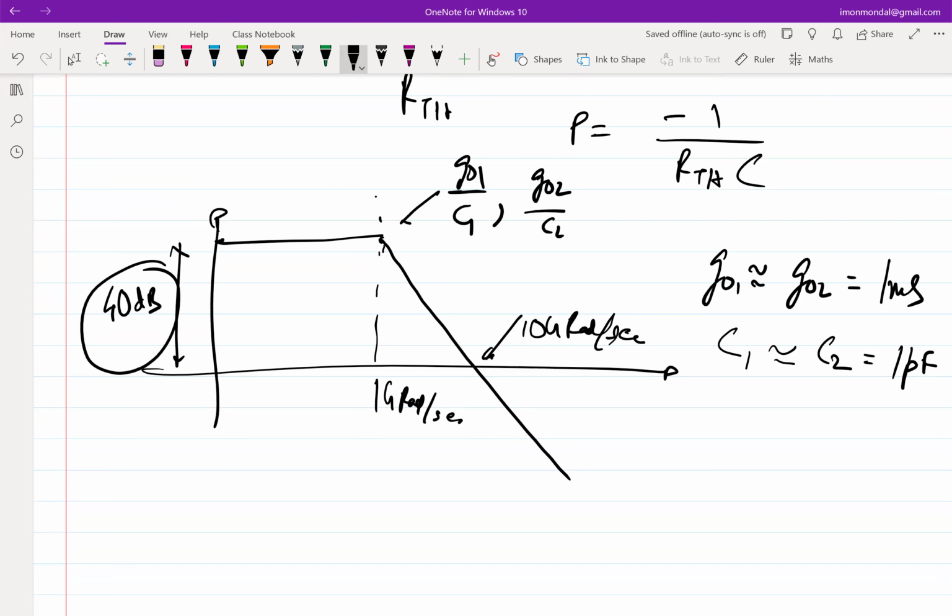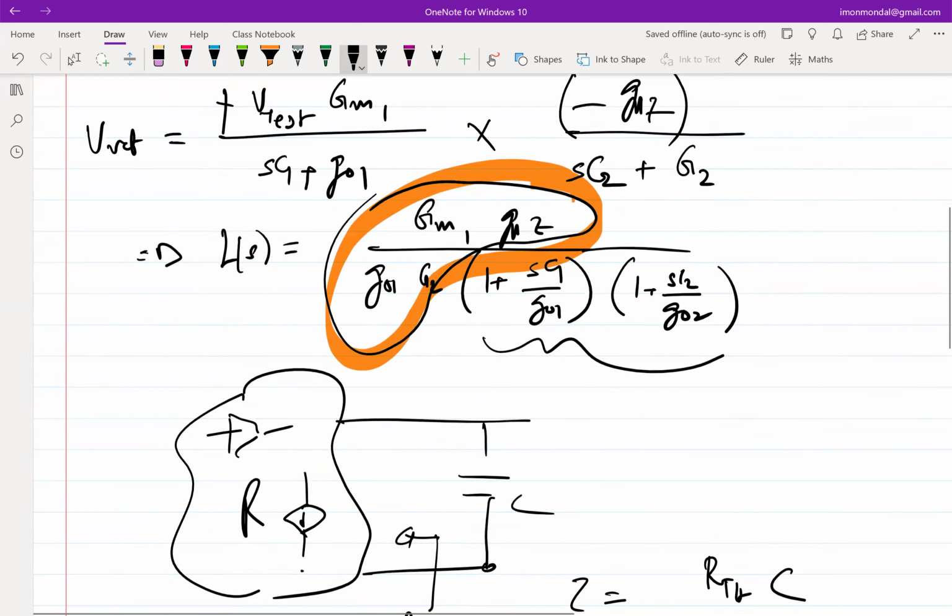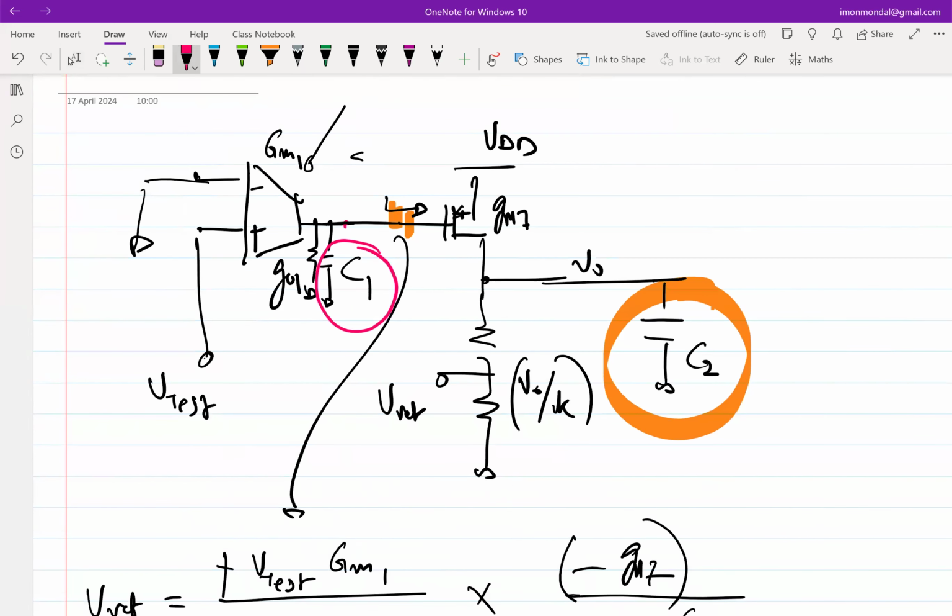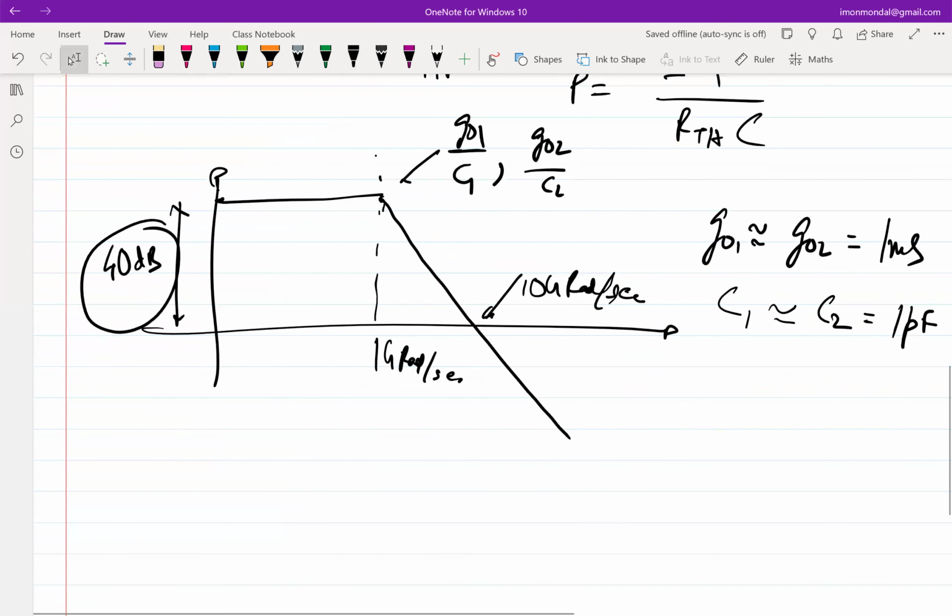So let's choose to put an explicit capacitance in parallel with C1, right? Let me call it CC. It's called a compensation capacitance. If I put this extra capacitance CC, then what's going to happen? The first pole is going to move to G01 by C1 plus CC. And that will be to the left, right? So let's say I put it at such a large value that it moves here.